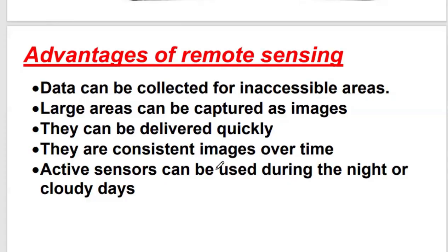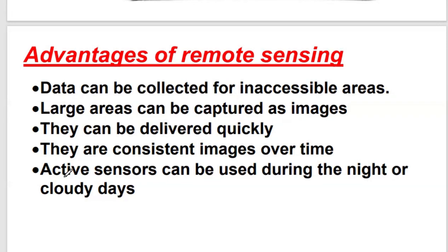These images over time, like satellite images, are updated time and time again. Whenever there's a change, you can see the change being updated on the satellite images. They can be updated from time to time and give us the current prevailing geographical information. Right, active sensors can be used during the night or on cloudy days. They can send their energy, and this energy can be reflected back, and they can collect the information. Meaning, instead of relying on weather conditions, we can still use them on a cloudy day, unlike the passive system where we have to rely on the sun.